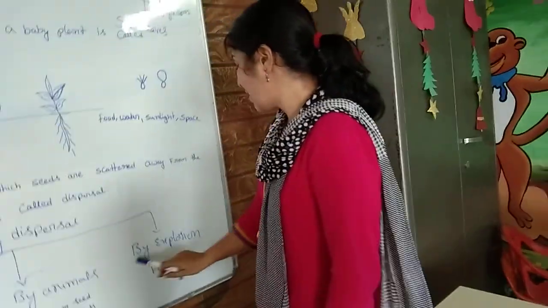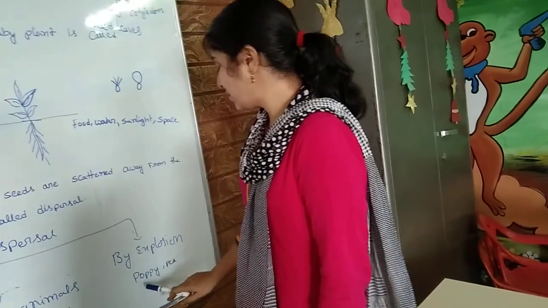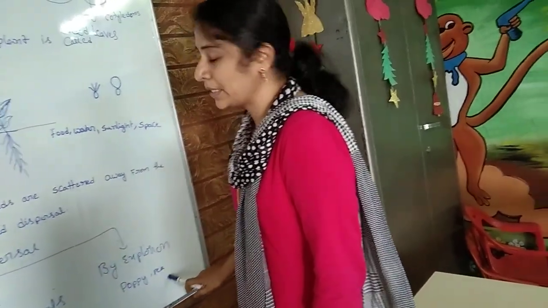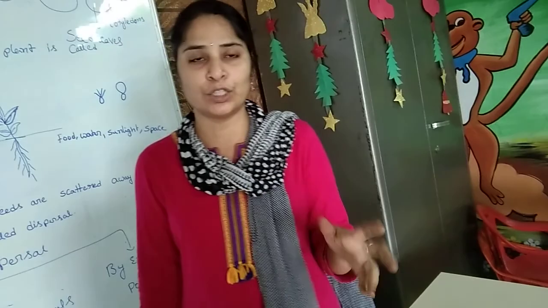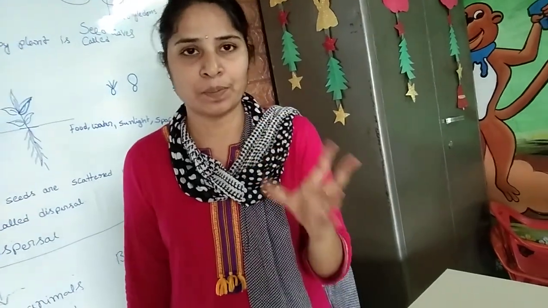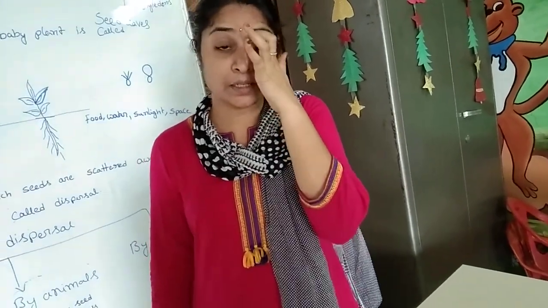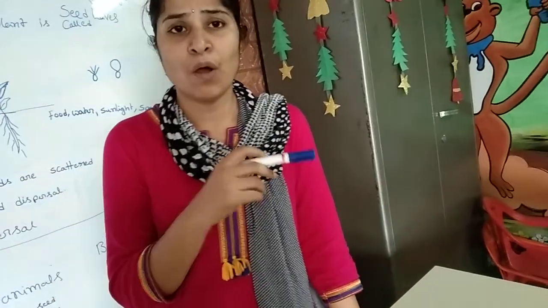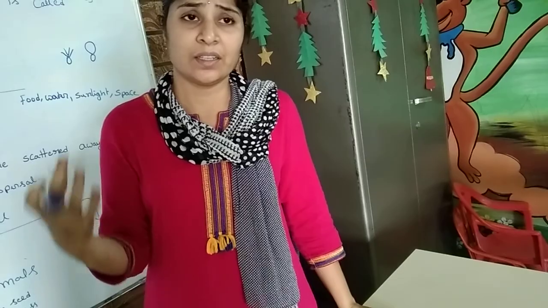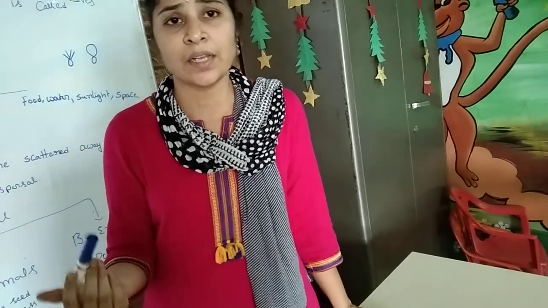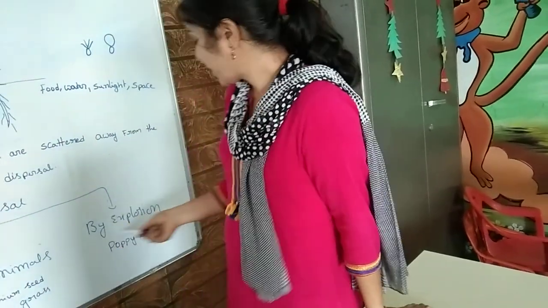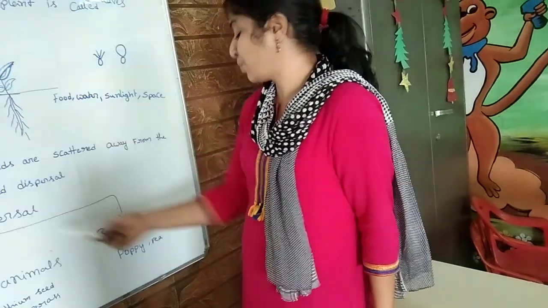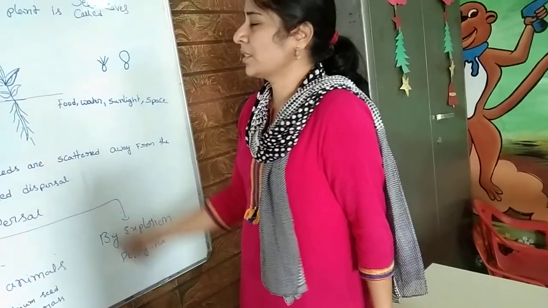The last one is by expulsion. Some seeds like poppy seeds and pea seeds, after they get matured, what will happen? The expulsion will take place and the seeds get scattered in all directions. After that, when they get suitable conditions, they get germinated. In this way, scattering of the seeds or dispersal of the seeds will take place. This is the lesson.